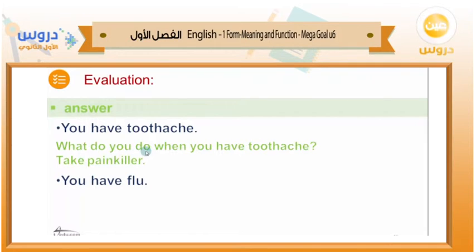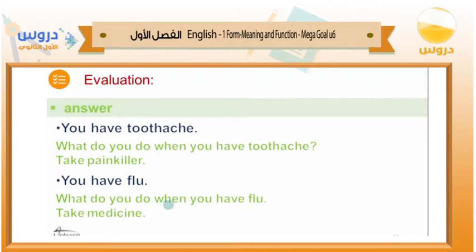This is the first part. What do you do when? You, subject, verb in the present, and the rest of the sentence. So what do you do when you have toothache? Take a painkiller. You have the flu. So what do you do when you have the flu? You take medicine. You take medicine mostly, which is anti-cold or anti-flu medicine.